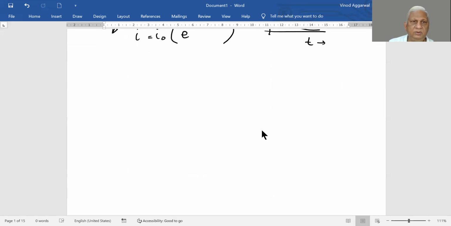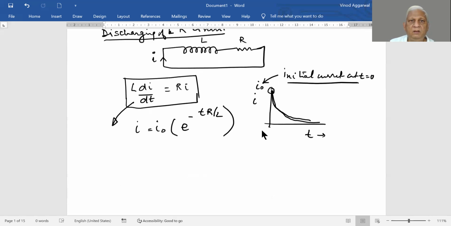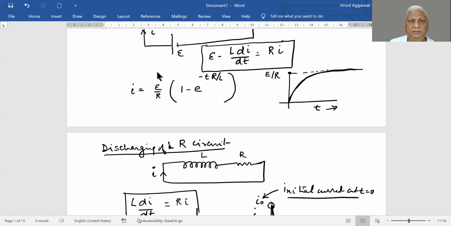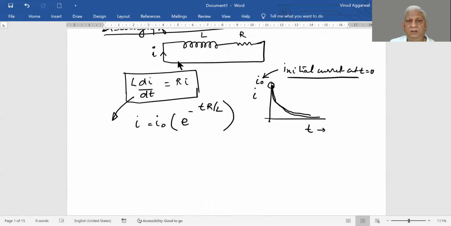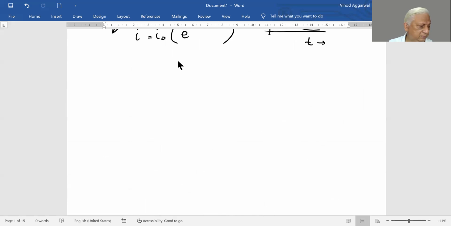Now next we come to this: when we pass electricity through a coil, the coil retains energy. We have seen this. Where have we seen this phenomenon earlier? In the case of capacitors. A capacitor is a device which stores charge, and so is an inductor. So how much energy is stored in an inductor? Let's see.